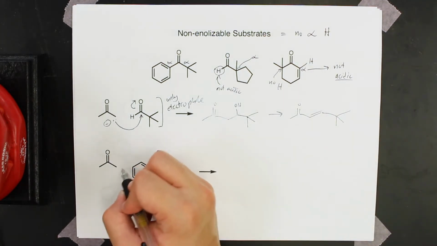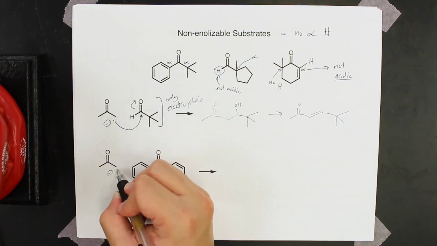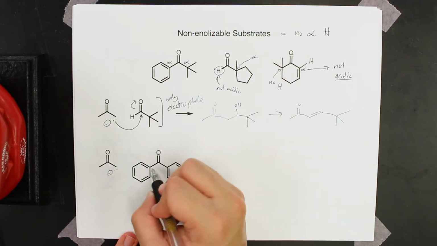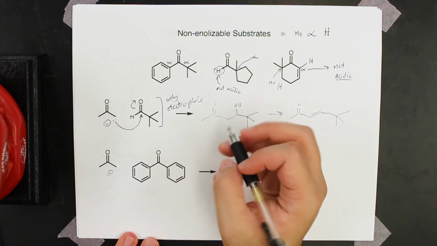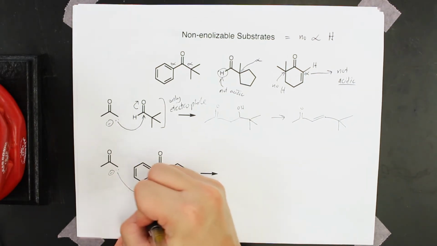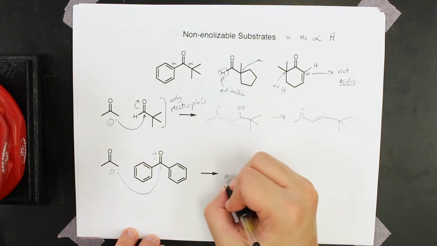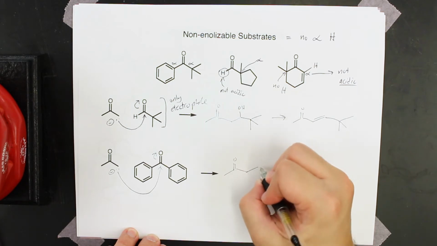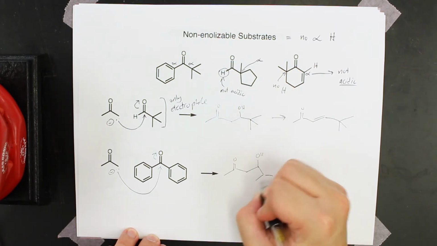Now let's take another example. So here we have acetone, the same nucleophile. This is nucleophilic because it has alpha hydrogen. This right here, benzophenone, doesn't have any alpha hydrogen, so it can only interact as an electrophile. So here we go, it's going to attack. It's going to form the beta hydroxy ketone intermediate. Here's our hydroxide, and then here's our two phenyl groups.